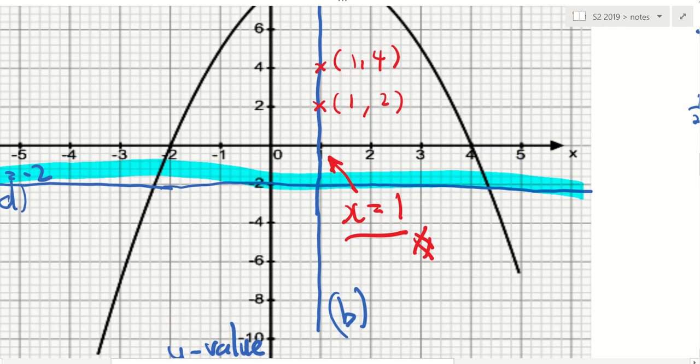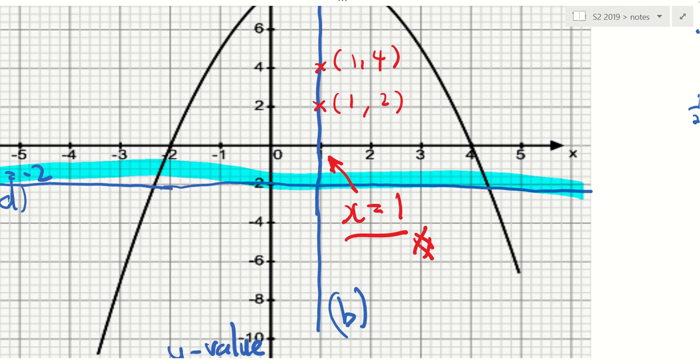How many times? One or two? Do you see two? Yeah. Where is the two? The curve is here. My blue line is here, touch one time. The curve goes up, then comes down again, touch one time. So these two are the answers for E.